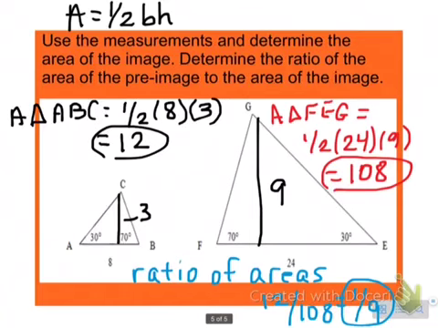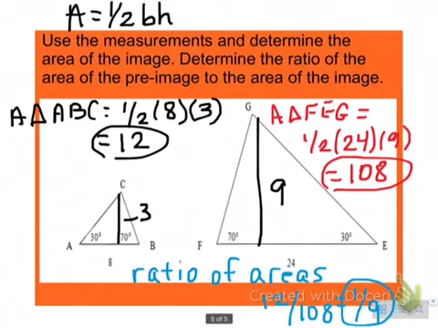To find the area, I've got to use the area formula for a triangle, which is area equals 1/2 times the base times the height. So I found the area of triangle ABC to be 1/2 times 8 times 3, which equals 12. And I found the area of triangle FEG to be 1/2 times 24 times 9, and that gave me 108.